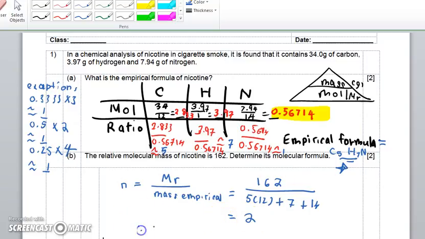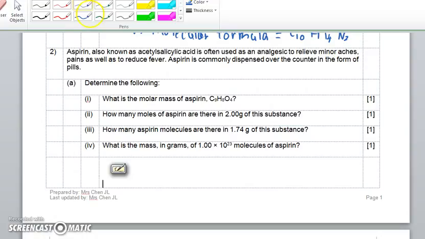So therefore, molecular formula is 2 times empirical. Therefore, it will be C10H14N2. So this is how we do it. I'll move down to the next question.